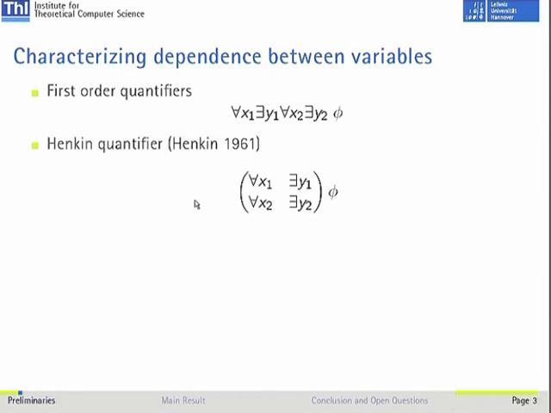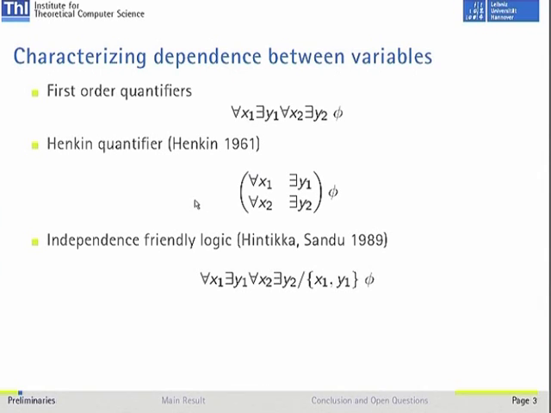Therefore, in 1961, Henkin introduced this quantifier, which is like a matrix, and that means that this y1 does depend on the x1 and the y2 does depend on the x2, but the y1 does not depend on the x2, and the y2 does not depend on the x1. And in 1989, Hintikka and Sandu introduced independence-friendly logic with that slashed quantifier here. That means that the y2 is independent of y1, x1 and y1. And here we explicitly say which variable it is independent from.